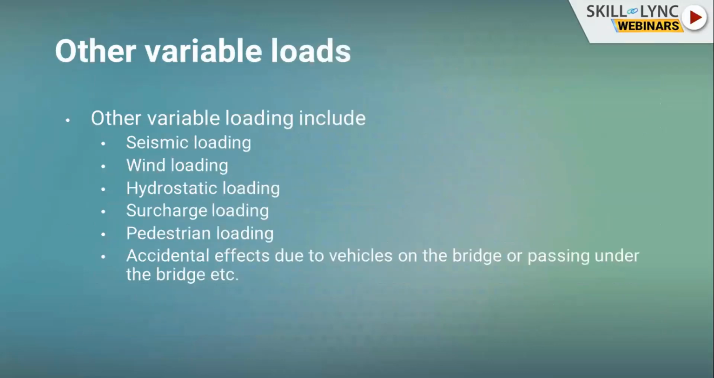So what are the other variable loads that govern in bridge design? They are seismic loads, then we have wind loads, then hydrostatic loading, then surcharge loading, and also pedestrian loading. And as I have mentioned, one of the accidental actions is derailment. Similar to that, we can have other accidental actions as well.